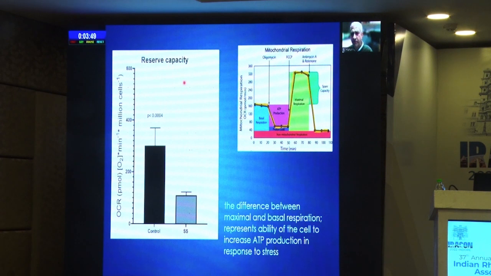This slide shows the reserve capacity of the T-cells of Sjogren's syndrome subjects compared to control T-cells. The reserve capacity is the difference between maximal and basal respiration, and it represents the ability of the cell to increase ATP production in response to stress. It can be seen that the reserve capacity is significantly decreased in the T-cells of Sjogren's syndrome subjects compared to the control subjects.